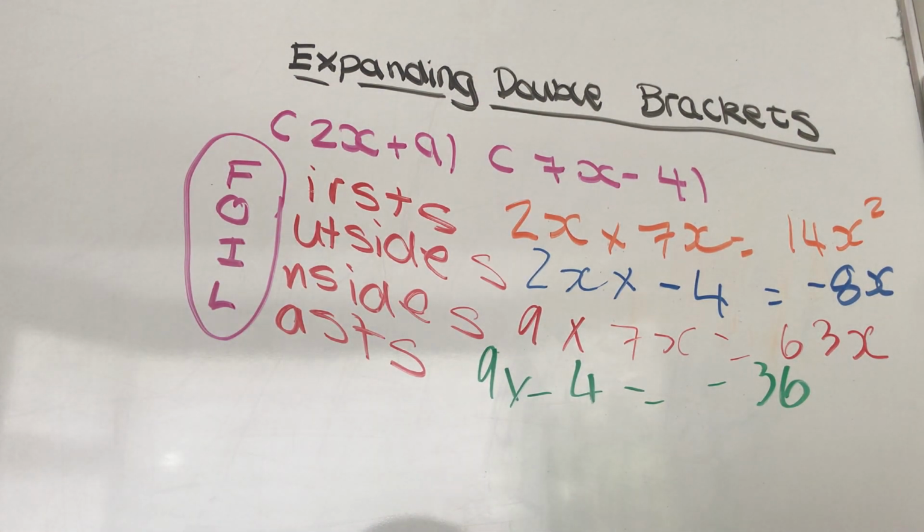Now what we're going to do is put this into an entire equation and see if we can simplify that. So how are we going to do that? Well, let's take our information. So I know I've got positive 14x squared. How do you know that's positive?